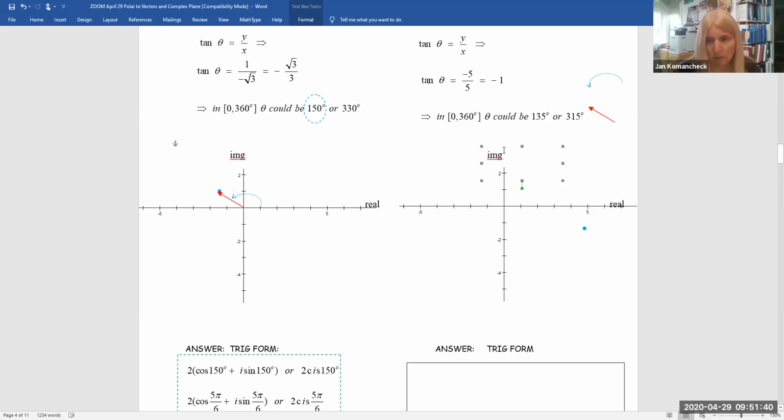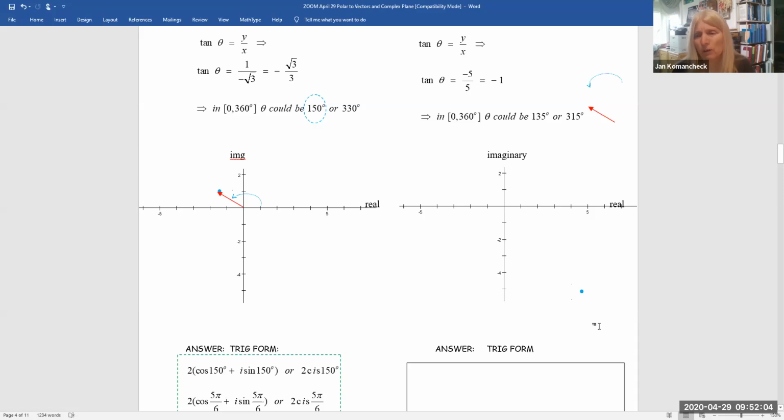I just lost my train of thought. How do you spell imaginary? Imaginary, there you go. I've got X being 5 and I've got y being -5. What quadrant does that put me in? That puts me in quadrant 4.